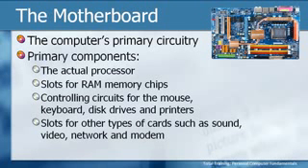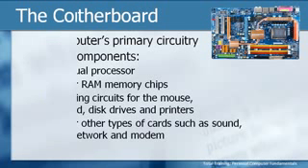The primary components, though, are the actual computer processor, which we'll talk about in just a second, slots for RAM memory chips, the controlling circuits that allow the computer to recognize what a mouse is, a keyboard, a disk drive, and a printer, and what it should do with it, and then slots for other types of cards that we just mentioned, like sound cards, video cards, network cards, and modems.